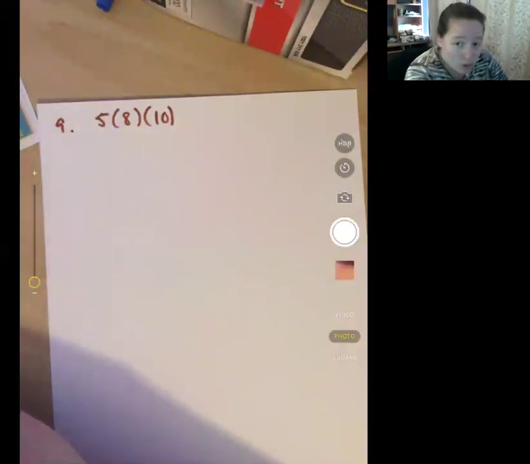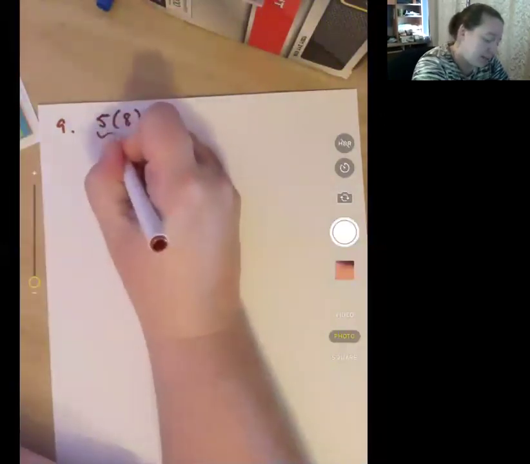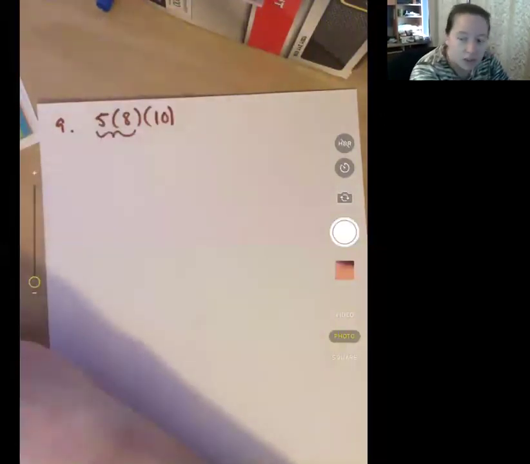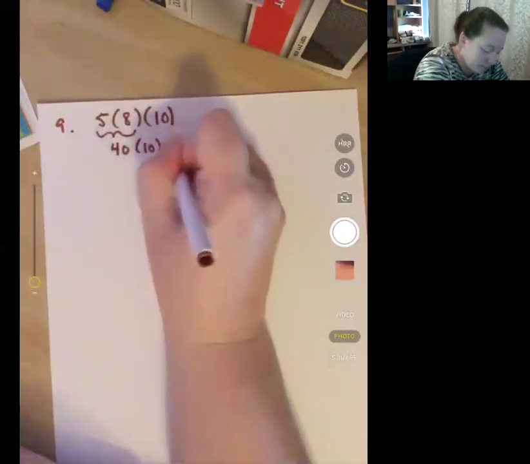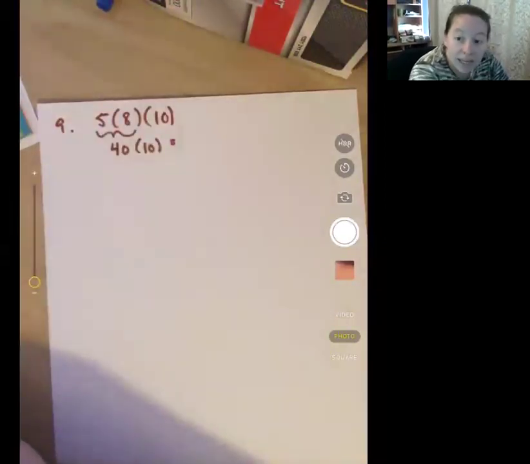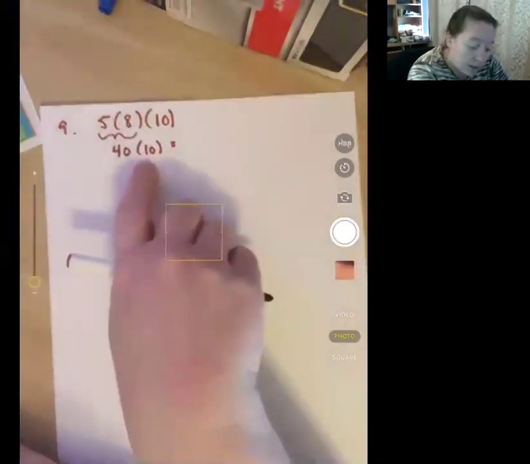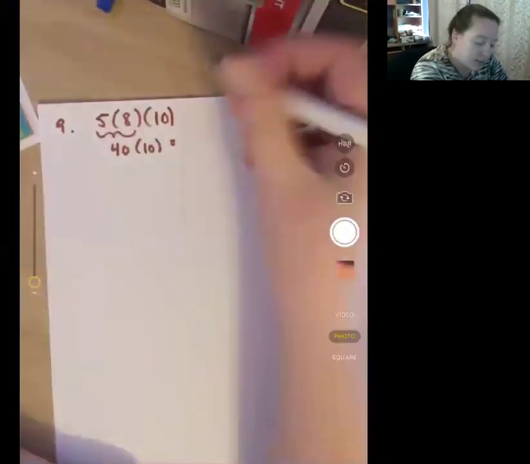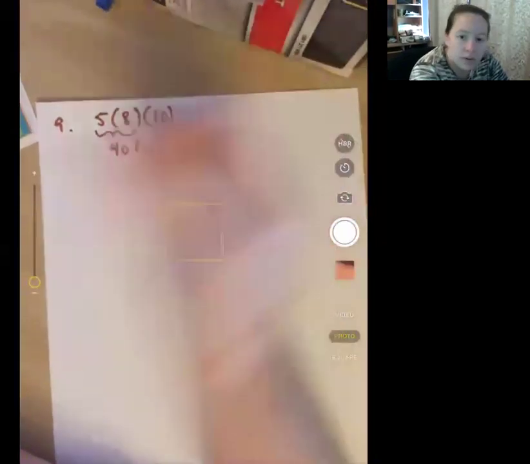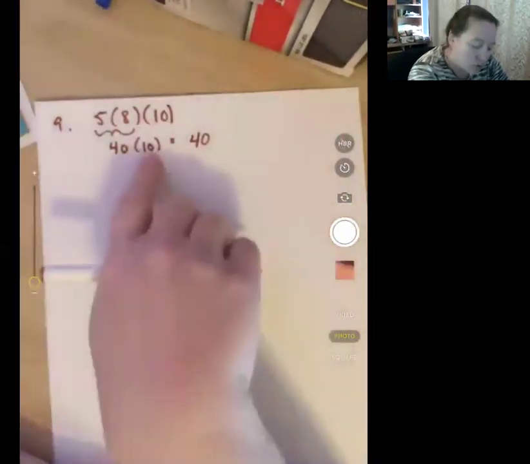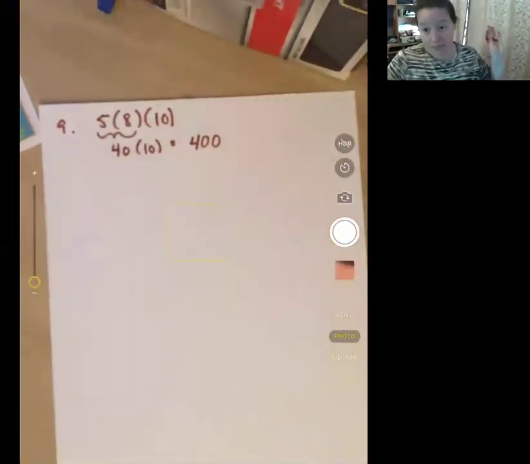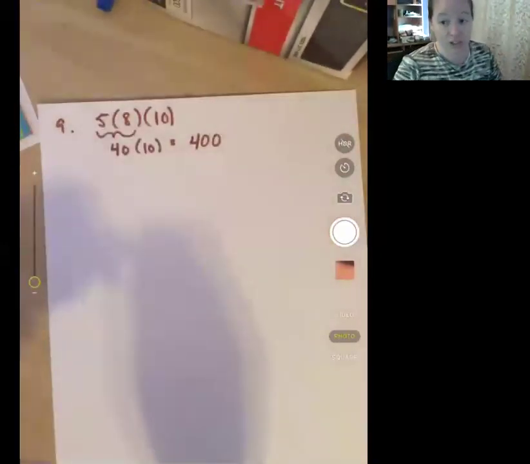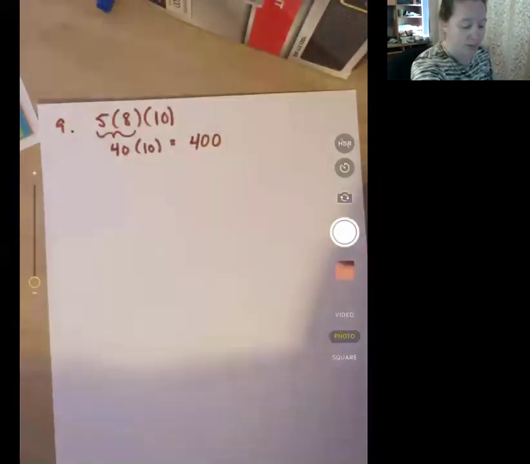What I am going to do first, though, is the 5 times the 8. And the reason I'm doing that is because I know 5 times 8 makes 40. And so I have 40 times 10. Now, I know 1 will make whatever the number is go, and then that extra 0 just means I add on 1 more 0. So 400. I'm done. I don't need a calculator or anything. I could just solve it inside my head.